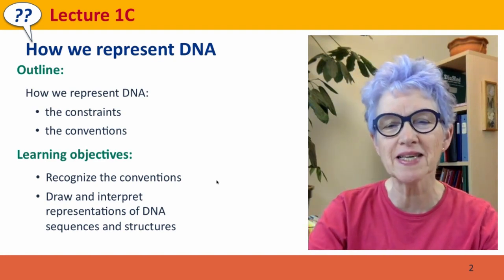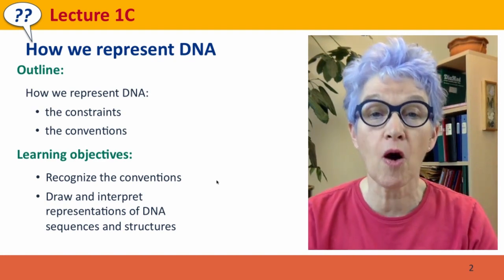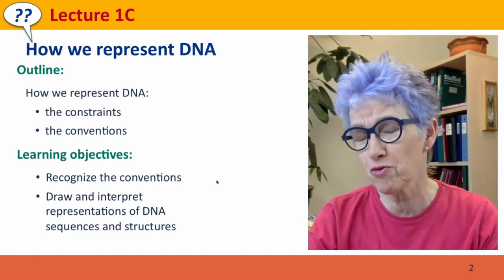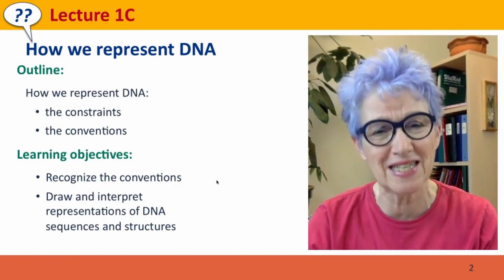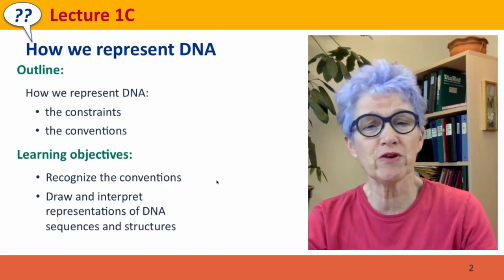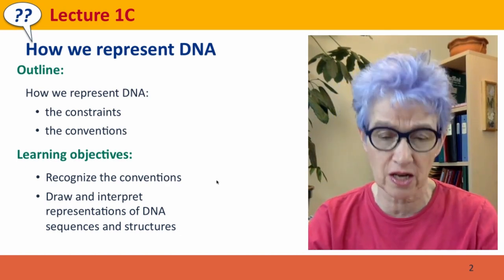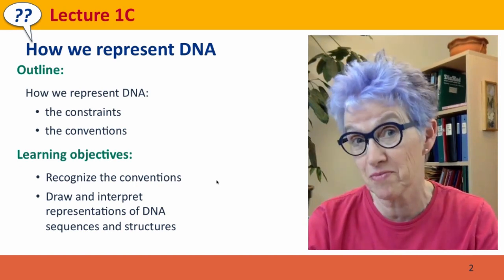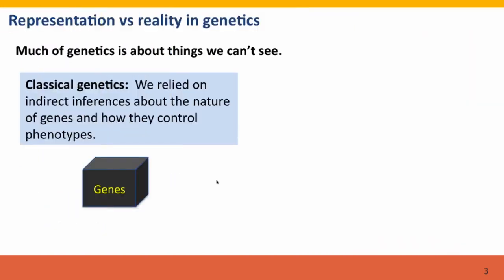This is Lecture 1C. We're going to be talking about how we represent DNA. Representation is really important for DNA because we can't actually see it. And this means we're very dependent on having conventions that everyone agrees on, where we know what we're talking about when we draw something to represent DNA.